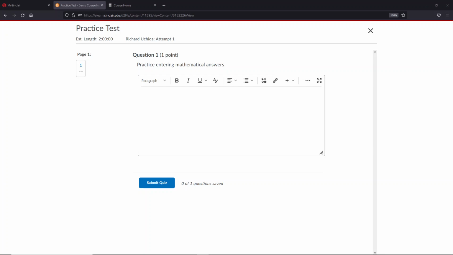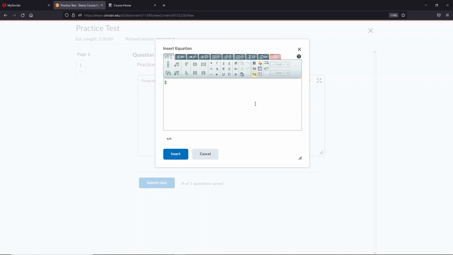In this video, I'll go over practice entering mathematical answers on the quiz feature on eLearn, just so you could get used to the equation editor. Now, things have changed a little bit if you've used it before. The equation editor is now located here next to this plus symbol. So if you click the drop down, it says you could insert an equation, so you click on that. The easiest way to do this is just choose the graphical equation. And then let's just practice entering some mathematical answers.